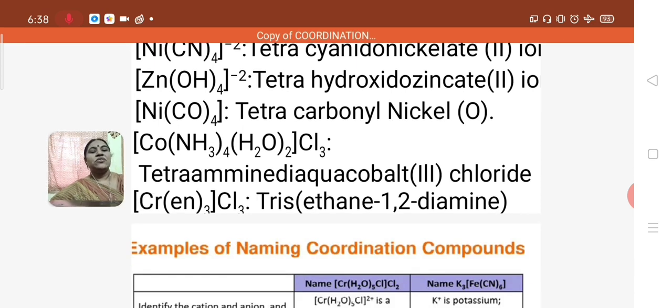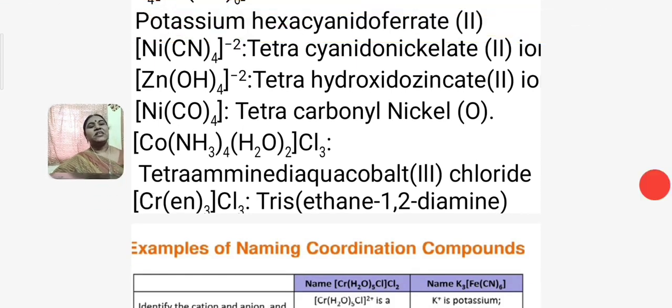Now you observe this example, Cr(en)3 Cl3. In this complex, it is a cationic complex, so the complex has to be named first. So let us start naming the complex. In this complex, we have one central metal ion, chromium, and then the ligand present is ethane-1,2-diamine.